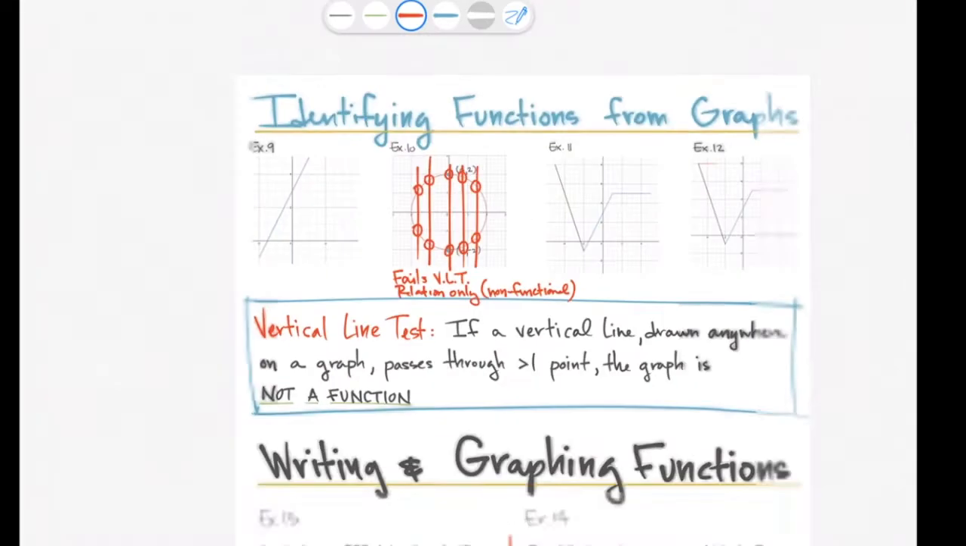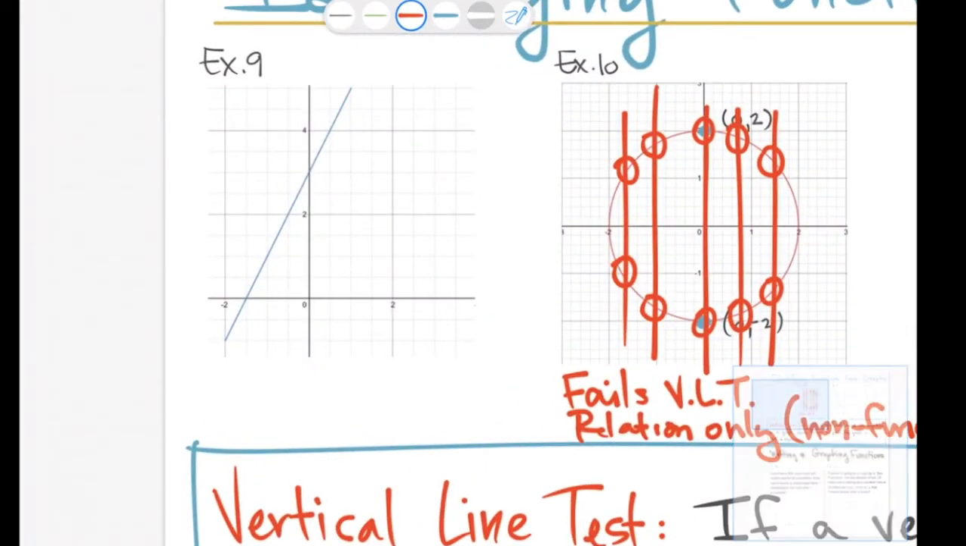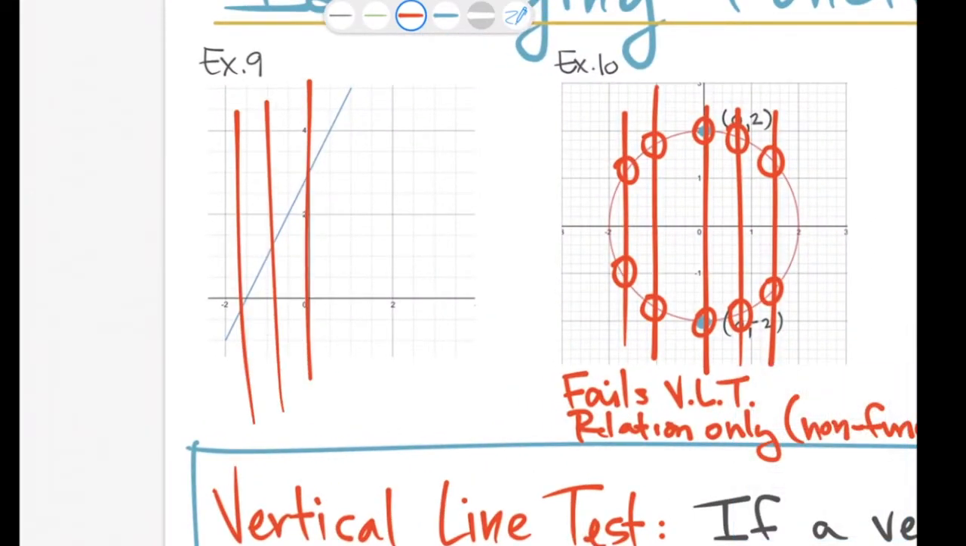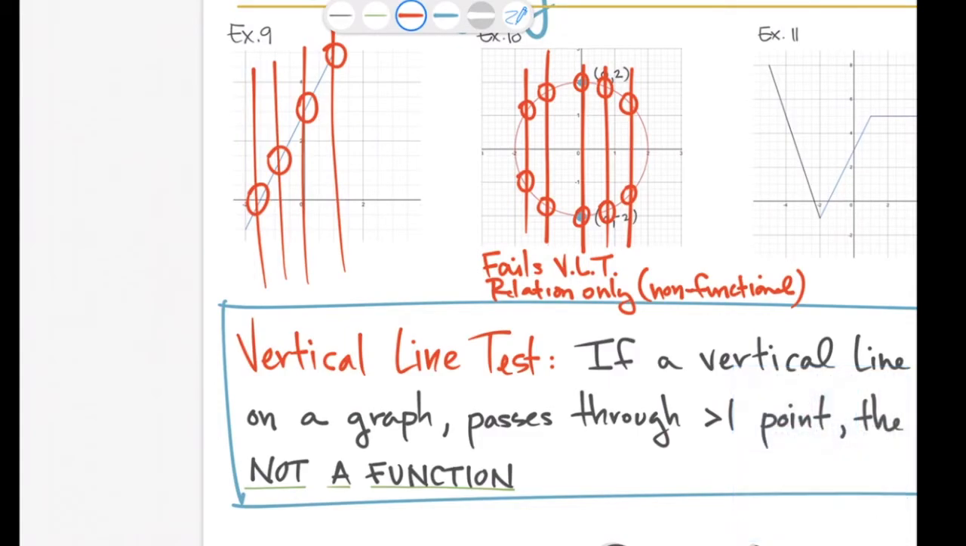Okay, so for that first example, notice no matter where we draw a vertical line, it only passes the graph in one place. So because of that, it passes the vertical line test, and this one is a function.